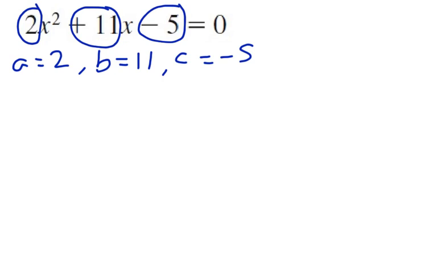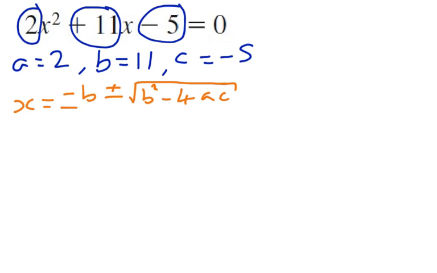Now that we have a, b and c, we need to know the quadratic formula. The quadratic formula tells us that x is equal to minus b plus or minus, that's where we get our two solutions. Remember, every quadratic equation has two solutions. Plus or minus the square root of, and all of this is underneath the square root, b squared minus 4ac, and all of that is over 2a.